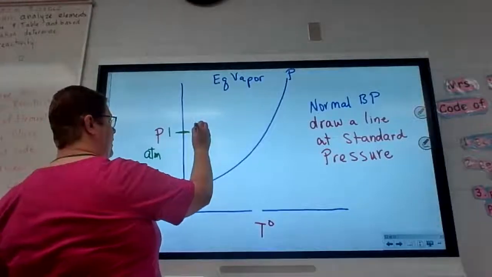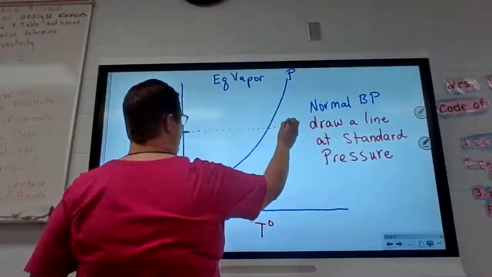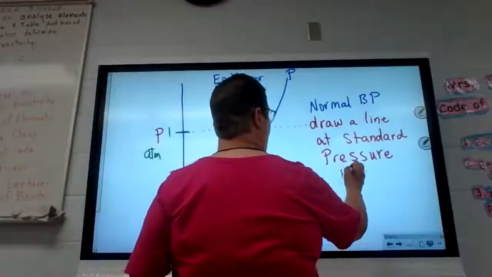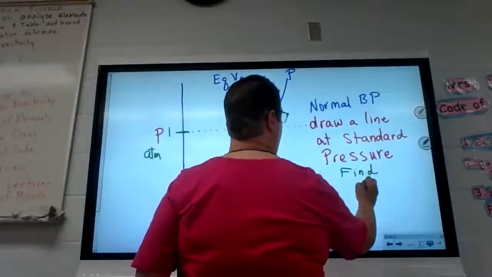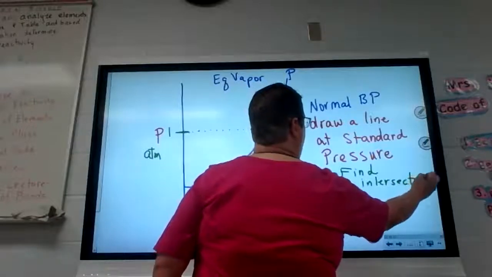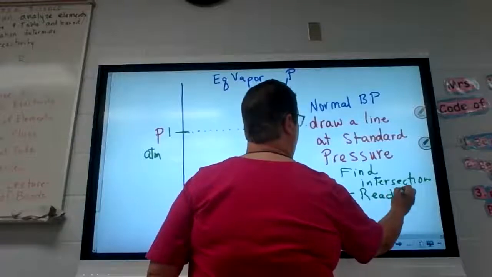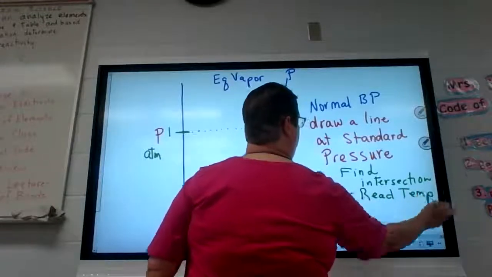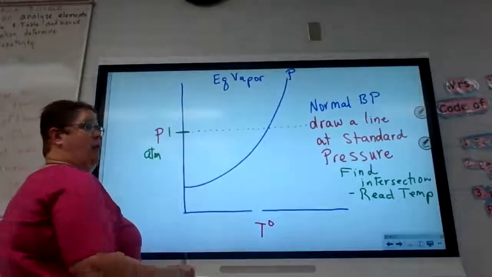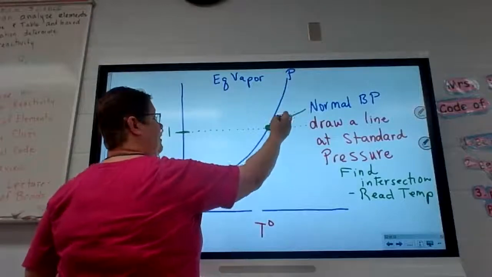So, draw in a line across your graph. I'm just drawing it dotted just to make it obvious. Okay? Find the intersection, and then read temperature. So, where's my intersection? Where the blue and the green meet, right? Right there. So that is the normal boiling point.